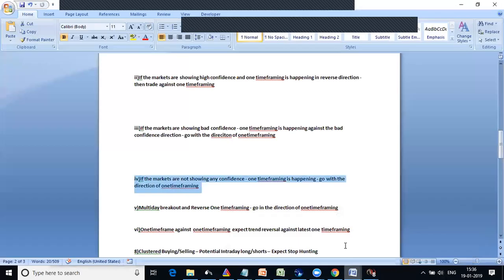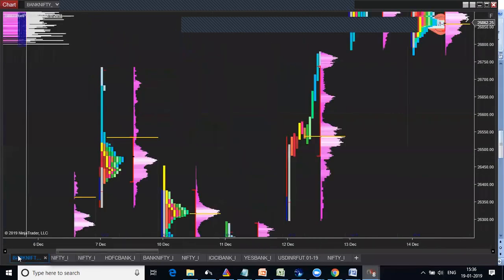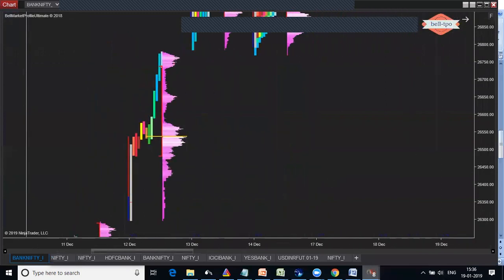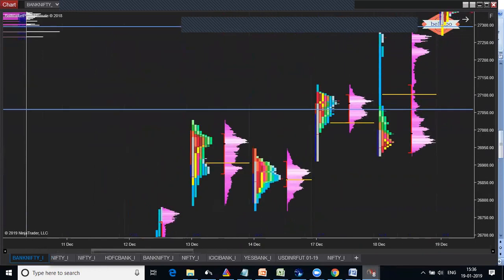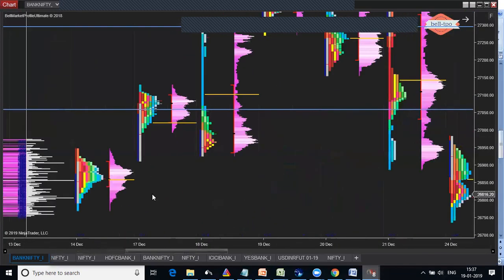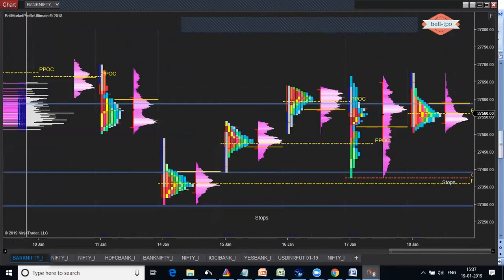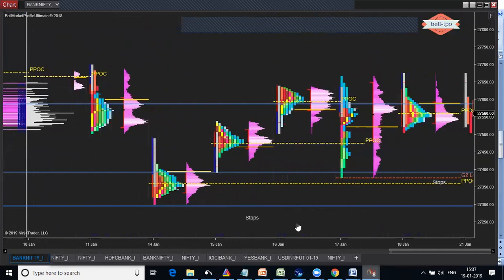The next setup is, we talked about multi-time frame, right? So this is the last one: one-time framing against one-time framing. So probably what you would have done, I'll take this example. This recent Bank Nifty is a clear example. It's called one-time framing against one-time framing. It came recently.